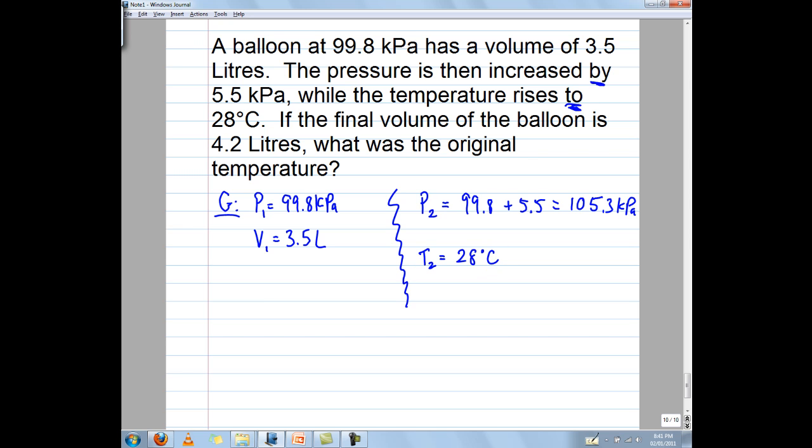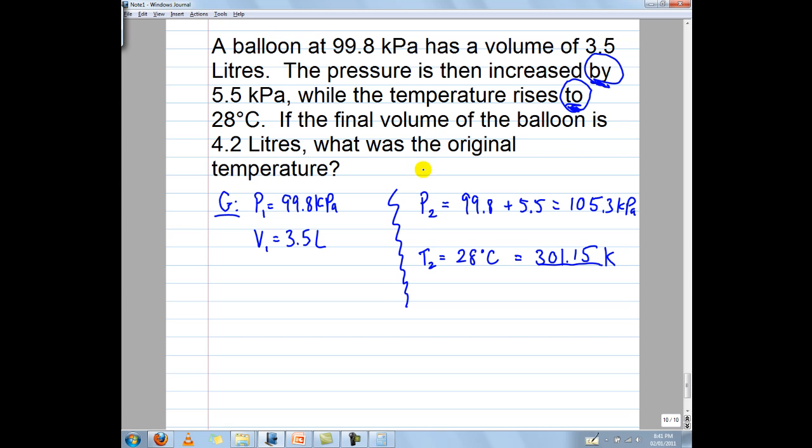So please make sure you know the difference between to and by. Whenever you see the word by, it means you have to add or subtract, depending on whether it's increase or decrease. Whenever you see the word to, that just means that the final value is whatever it states. So it rises to 28 degrees Celsius. However, as soon as we see degrees Celsius, you need to convert to kelvins. So I add 273.15 because I'm going from Celsius to kelvin, and I get 301.15 kelvins.